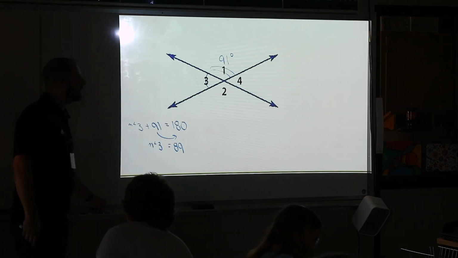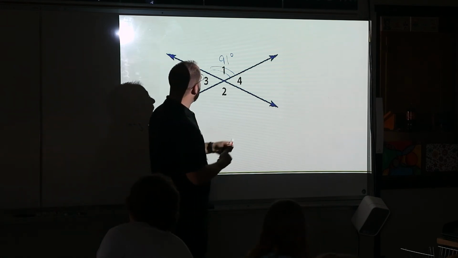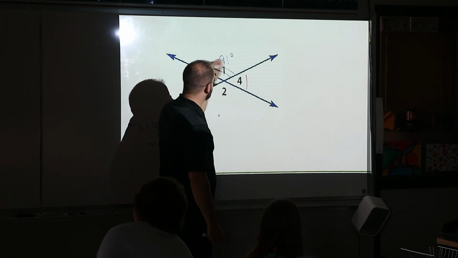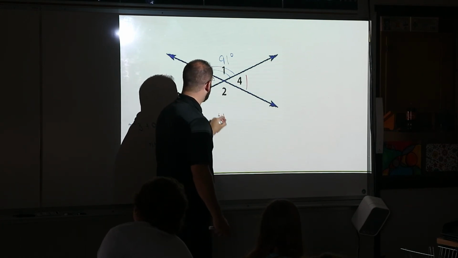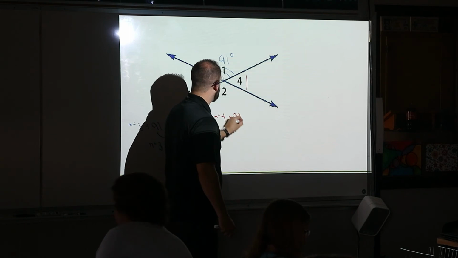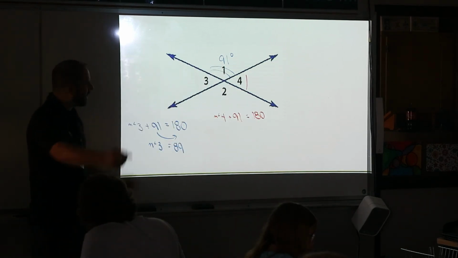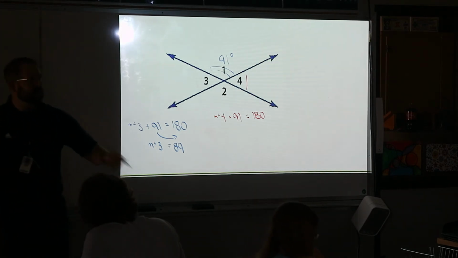Well, same exact idea. Angle 4 has to add with 91 to make 180. This also forms 180. So angle 4, the measure of it, plus 91 makes 180 as well, because those were straight lines. Well, you get the idea. I subtract the 91 over, and boom, we get 89. They're the same number every single time.